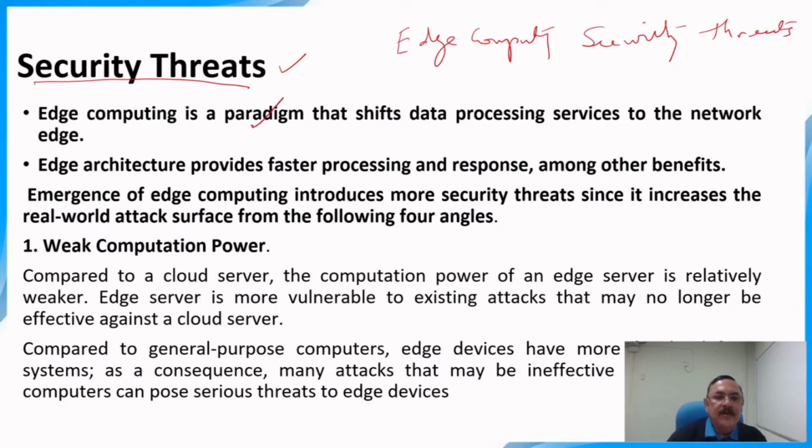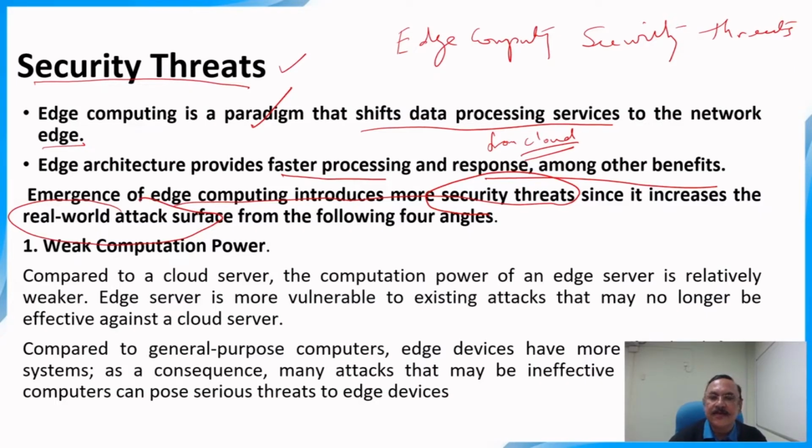So, edge computing is a paradigm that shifts the data processing services to the network edge. That means it is shifting from the cloud. The edge architecture provides faster processing and response, among various other benefits. However, the emergence of edge computing introduces more security threats, since it increases the real world attack surface from the following 4 angles. So, let us see why the security threats are more when you talk about edge computing.